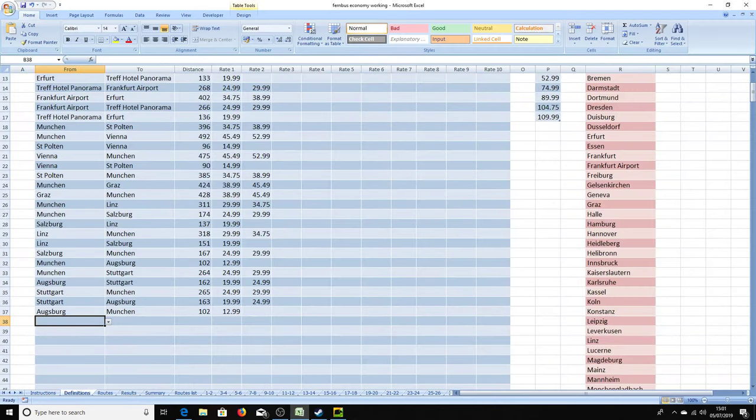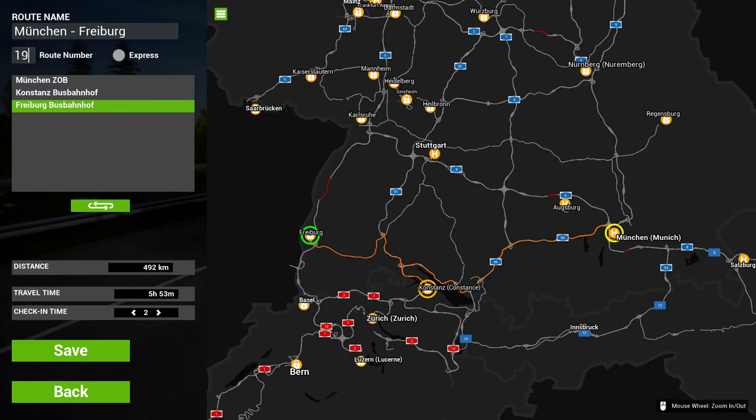Go to definitions. So we need München to Freiburg. We need München to Konstanz. And don't forget, the only point of this page is really a reminder for us of all the things that we've set up. This doesn't control the actual routes, that's on the next page. Now we need Konstanz to Freiburg. Okay, so we've got München going to Konstanz, then to Freiburg.